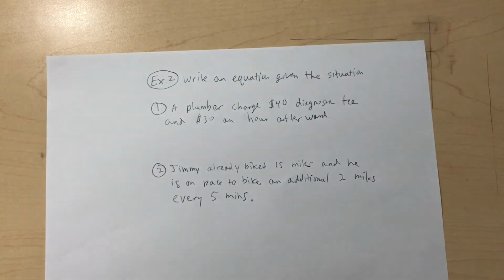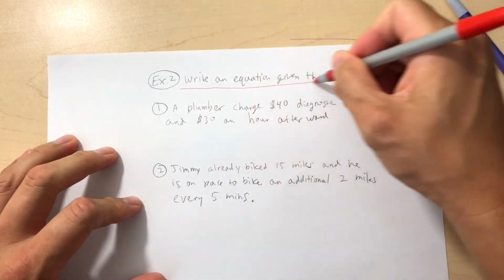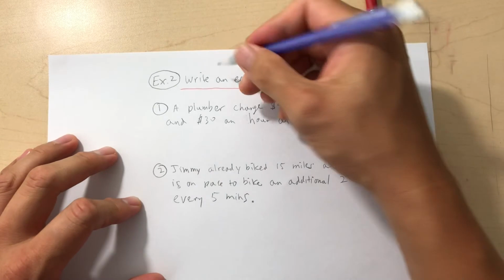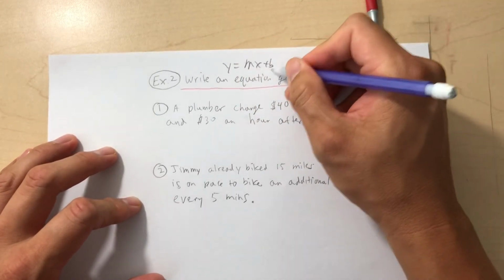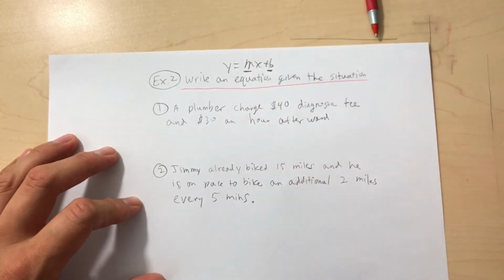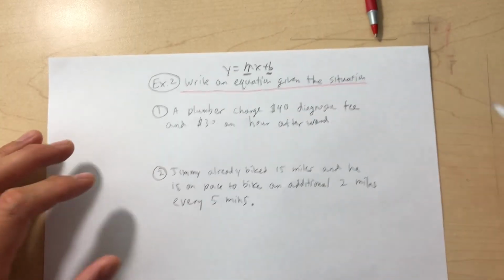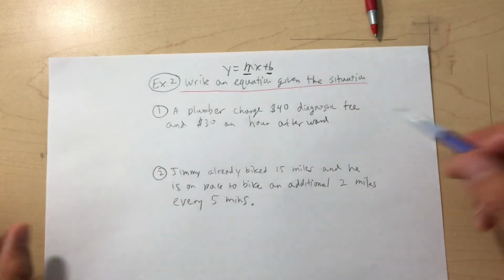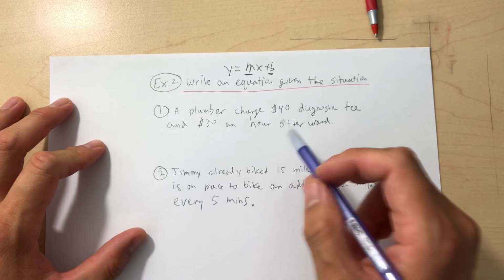All right, so the last part of our lesson is we're gonna write an equation given a situation, okay? So your main focus is to find your y-intercept and find your slope, okay? And we're gonna put the x and y in there. Okay, so when you read a situation, in fact, this is a situation that happened to me a couple of days ago, okay?